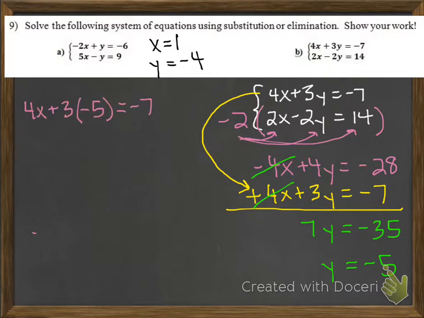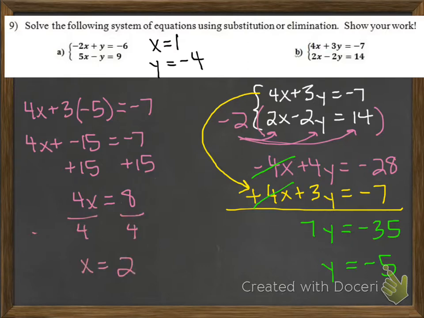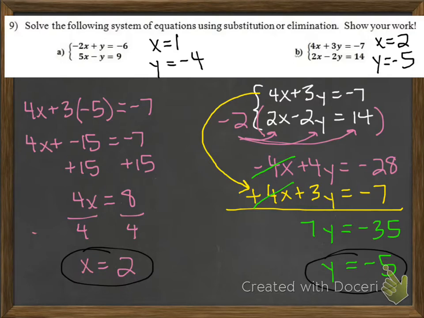And so when I multiply 3 and negative 5, that gives me negative 15. I'm going to add 15 to both sides to cancel that negative 15. And then finally divide both sides by 4 in order to isolate the x. So there's my final solution. X is equal to 2, y is equal to negative 5.